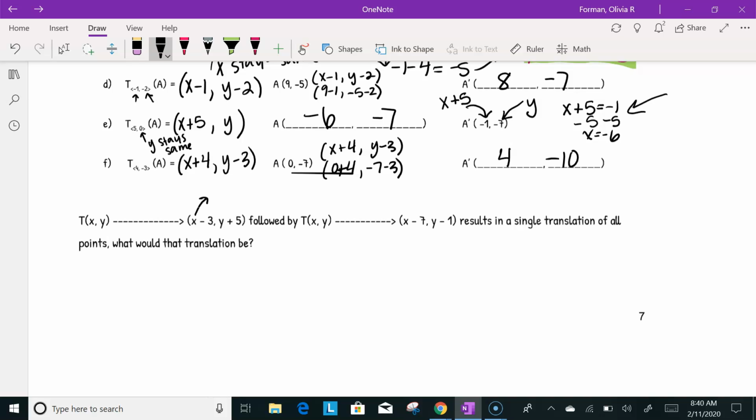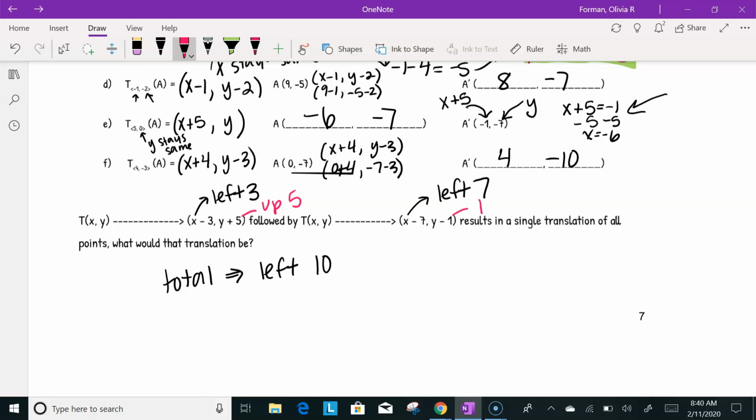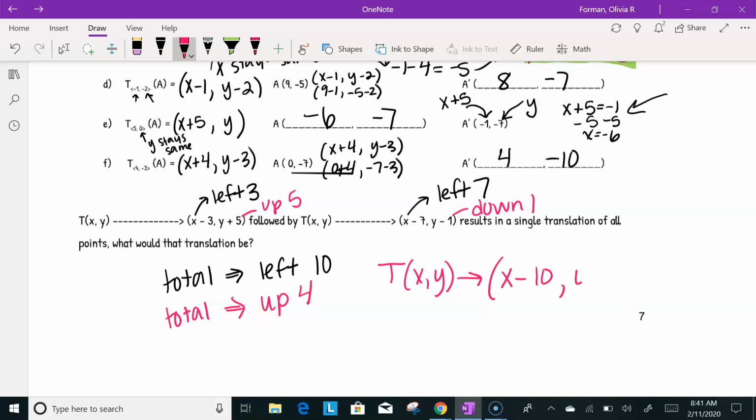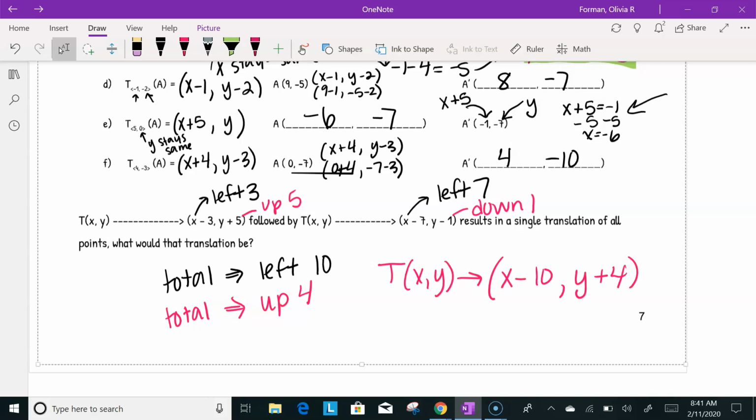So think of it this way, x minus 3. That means we're going left 3, and then x minus 7, we're going left 7. So total, how far are you going left? We're going left 10. If we do the same thing here, y plus 5, we're going up 5, y minus 1, we're going down 1. So your total for your y's, you go up 5 and then you go down 1. You still are up, but you're up only 4. And so this coordinate rule that you want to make, it takes point xy and it says x minus 10, y plus 4. You sort of just add them together and you get what you are looking for there.